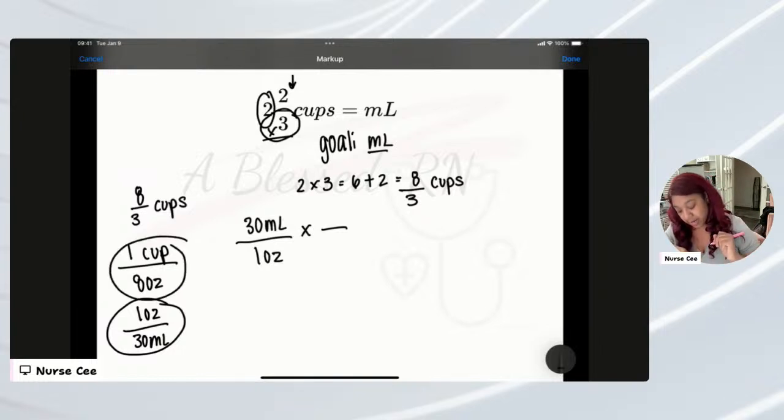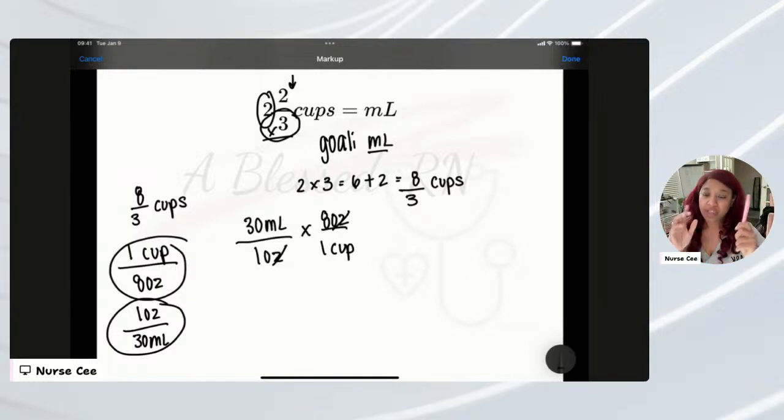So this right here has ounces in it. So I'm going to flip it. Boom. And I'm going to put my 8 ounces on the top and my 1 cup on the bottom. Well, how can you do that? How are you able to flip these puzzle pieces just any type of way?